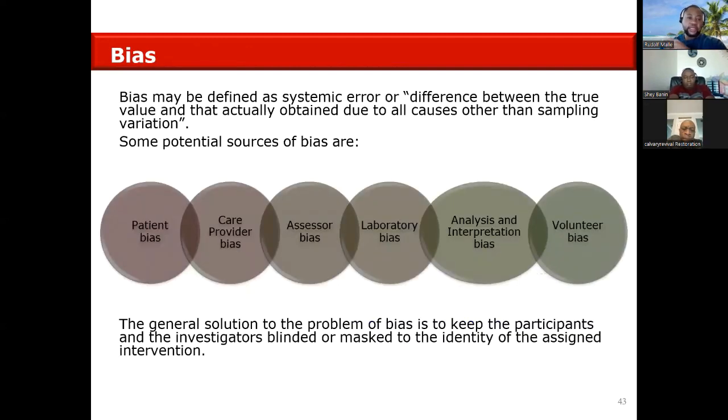Bias. Bias may be defined as a systematic error or difference from the true value that is obtained due to all causes other than sample variation. Some potential sources of bias, of course, are patient bias, provider bias, assessor bias, and laboratory bias. So bias could be experienced at every level of the conduct of a clinical study.